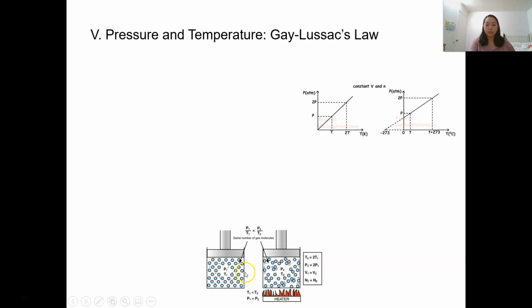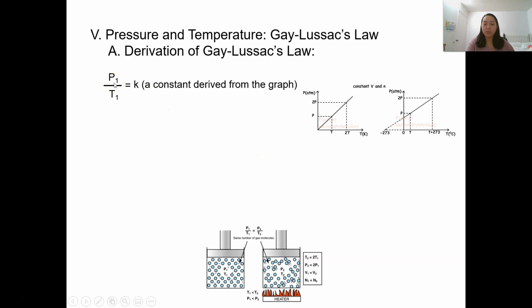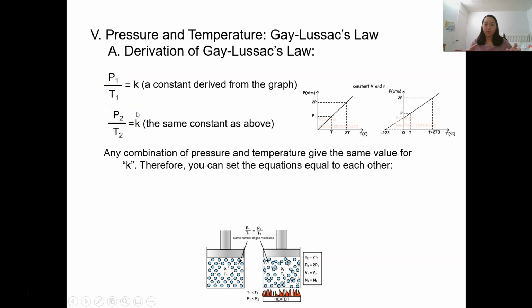Now, once he got all the data points for this experiment, he finds that when he takes the ratio between P1 and T1, which is what he starts with, he gets a constant that he named K. Now, this constant is derived from the graph, just like Boyle's law and just like Charles' law. Then he takes the ratio of the sample that he changed, the condition has been changed, and that's P2 and T2. The ratio of that he found to be also K, which is the exact same constant as P1 and T1. Now, this shows that any combination of pressure and temperature actually gives the same value for K.